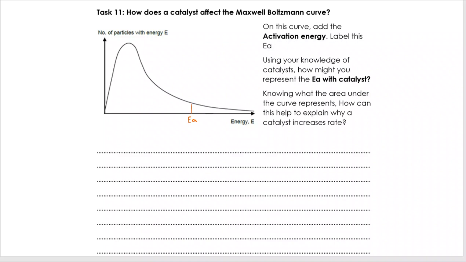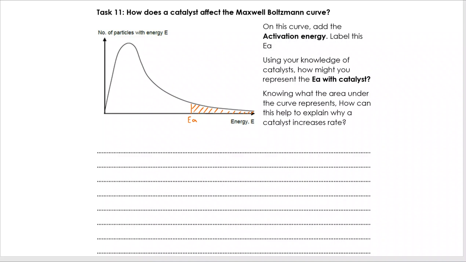So I've added the activation energy on. Again, remember that the activation energy must be on the x-axis, which is energy. And from there, we are going to consider that if the area under the curve is the total number of particles, then the area under the curve to the right of the activation energy is the proportion of particles who have energy equal to or greater than activation energy, and therefore whose collisions would result in a reaction.